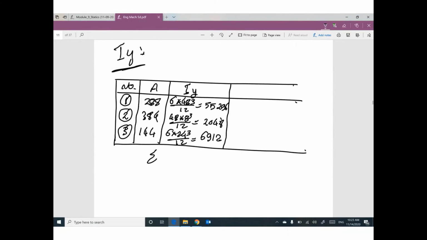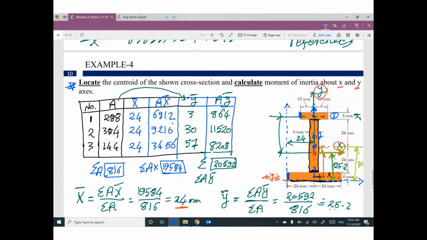Okay, go ahead and get the summation. This summation will be summation Iy. It will be 64,256. Go ahead and get the distance D. What do you mean by distance D? For part number 1, I assumed for this part only, we have the y-axis at this centroid. But actually, we have the y-axis for the whole cross-section at this location.